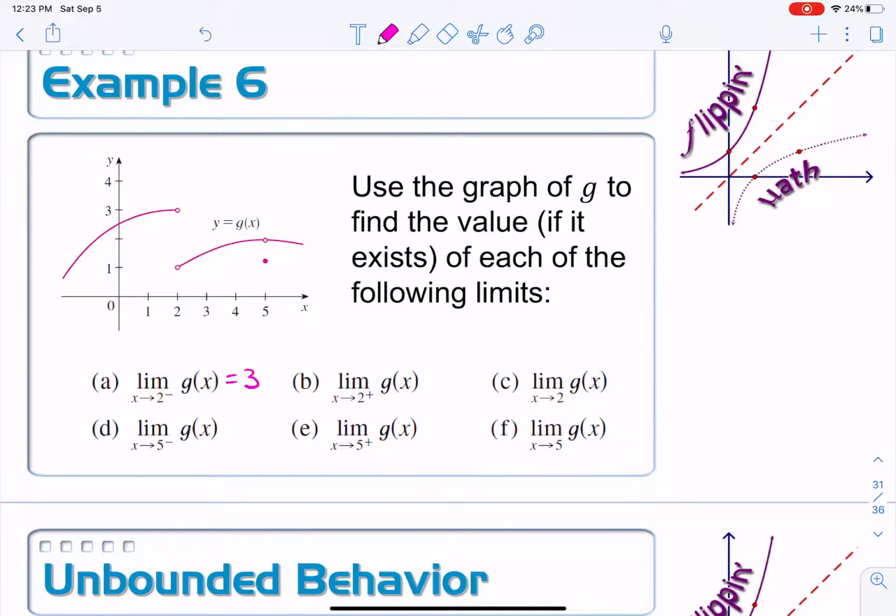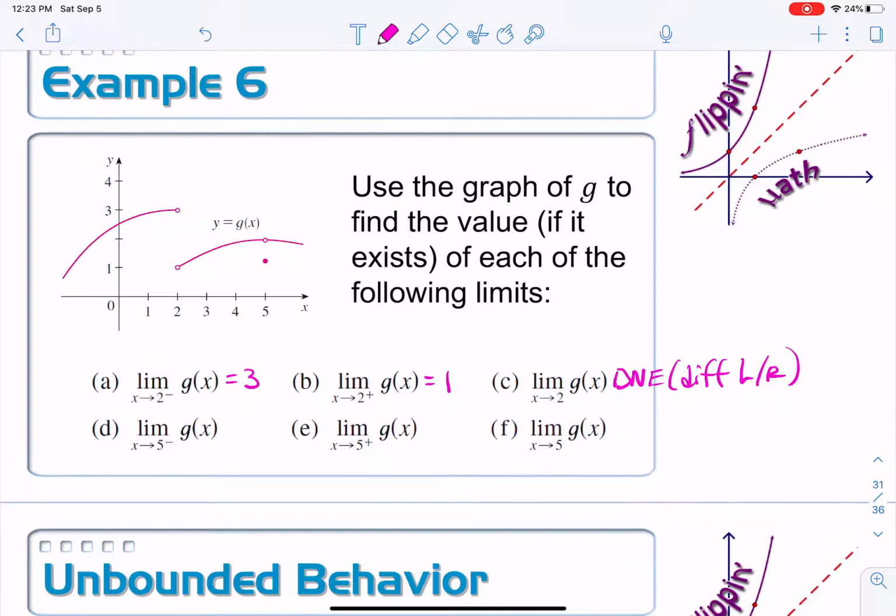Part B, the limit as x approaches 2 from the right of g of x. So this time just numbers that are bigger than 2. And this time it looks like it is approaching the number 1. Each of those one-sided limits exist. However, when I look at C, the limit as x approaches 2, that implies both sides, the left and the right of g of x, we're going to say that that does not exist. So I probably follow it up with a reason, and I'm going to say something like different left-right behavior, right?